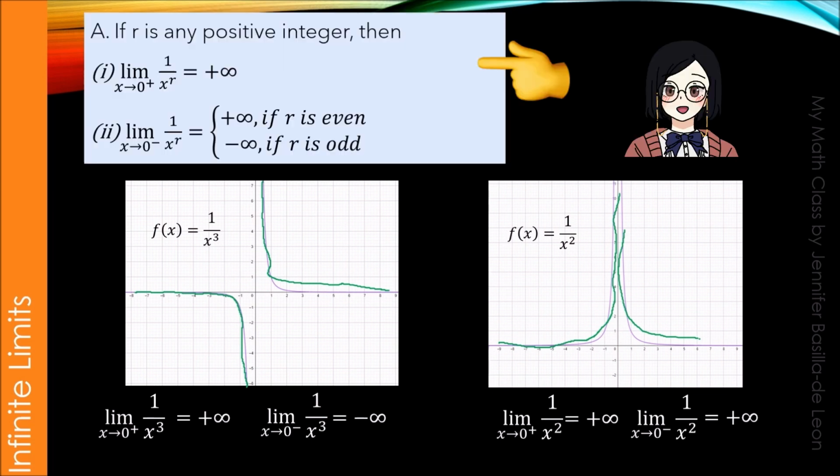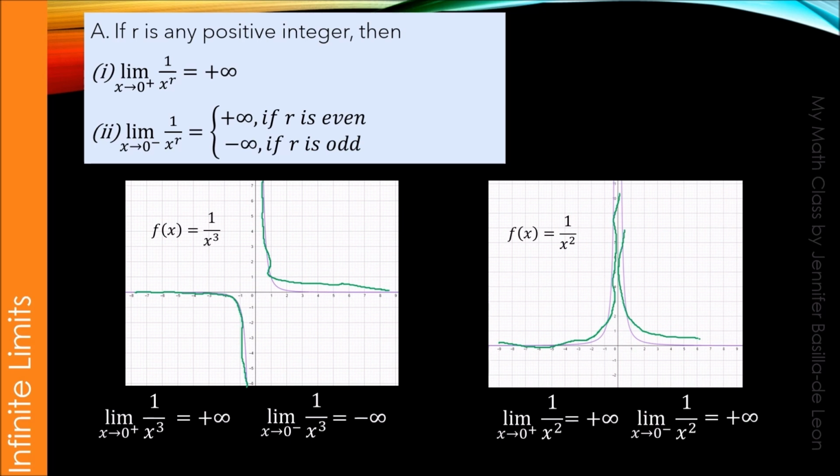With these, we can derive the laws for infinite limits. If r is any positive integer, then the limit of 1 over x raised to r as x approaches 0 from the right is positive infinity. On the other hand, if we have 1 over x raised to r as x approaches 0 from the left, there are two conditions to take note. If r is even, the result is positive infinity. If r is odd, the result is negative infinity.